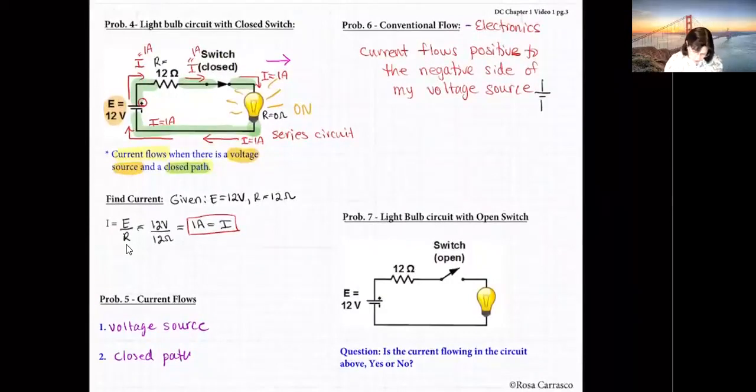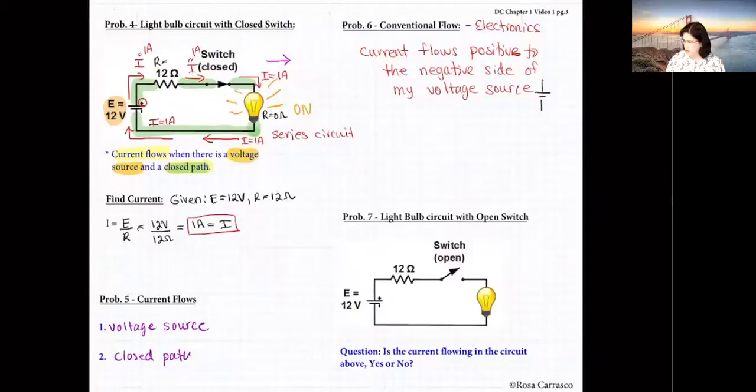All righty, so we're going to do problem number 7. Look at this problem that we did on 4 and look at 7. What is different between those two? It's like find Waldo. What is different between these two pictures? It's an open switch. So the question is, is the current flowing in the circuit above? Yes or no?